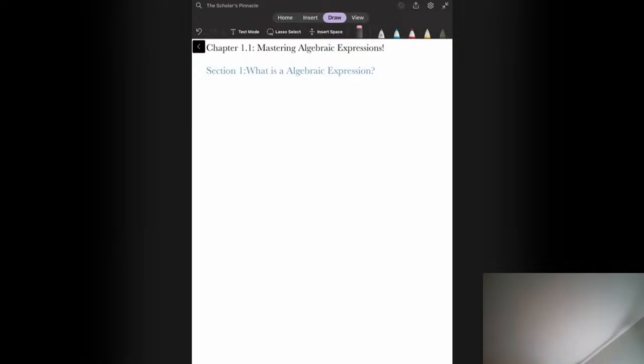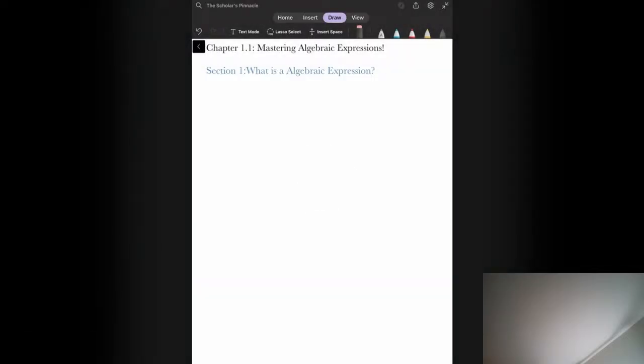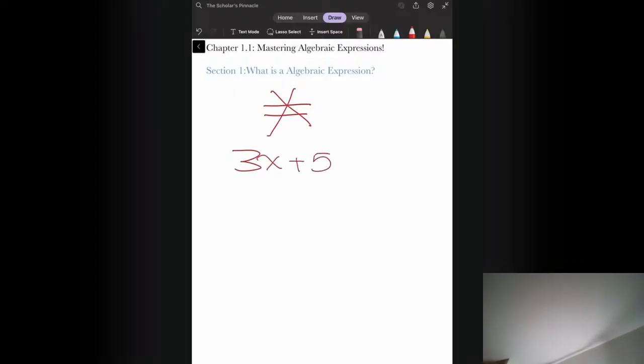The definition of that is it is a mathematical phrase that contains variables, numbers, and operations, but it does not have an equal to sign. You would not see that in an expression. Some examples of algebraic expressions are 3x plus 5, where 3 and 5 are the constants, also known as the numbers, and x is the variable. Take another example, 2a squared minus 7b plus 4. I'll let you figure out which ones are the numbers and which ones are the variables.